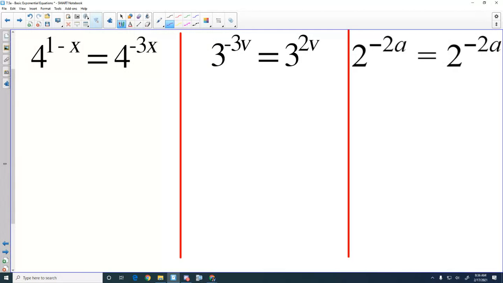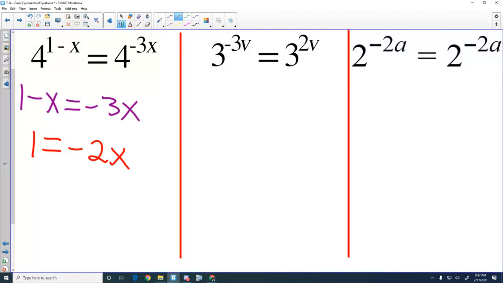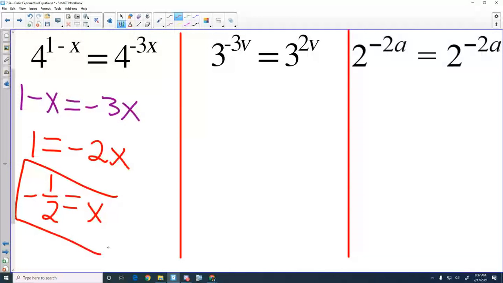Smart man. All right, this first one. 1 minus x equals negative 3x, right? Both of the bases are 4, so I can ignore the bases and just set the exponents equal to each other. To solve this, I'm going to bring the x's all to one side, so I'm going to add an x to the right. That leaves me with 1 equals negative 2x. To solve for x, we're going to divide, and we see that negative 1/2 equals x. Anyone get negative 1/2 for the first one? That's wonderful. Very good.